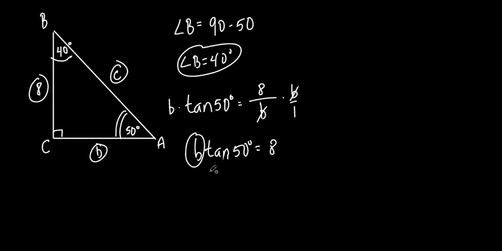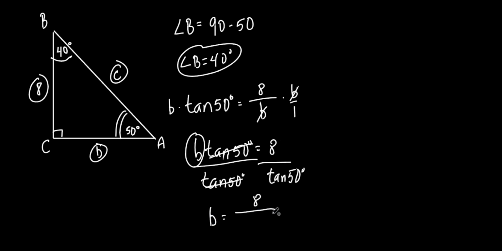All right? So how do I get rid of a number if it's being multiplied? I divide. And then I divide the other side by it. Look what happens. The tangent of 50 cancels on this side, so now I got B by itself. Now what do I put into the calculator? 8 divided by the tangent of 50. Let's come over here to the calculator and put it in. So I'm going to go 8 divided by, and then I just put in tangent of 50. Tangent of 50. I'm going to close that parentheses, hit enter.